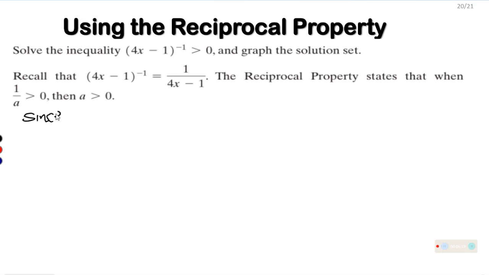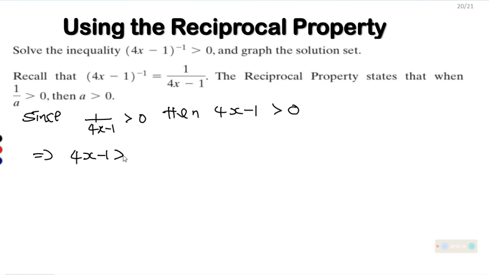We now say since 1 over (4x minus 1) is greater than 0, then 4x minus 1 is greater than 0. So we solve 4x minus 1 greater than 0. So add 1 to both sides, and that will give us 4x is greater than 1. And then we divide both sides by 4. 4 goes into 4 once, so we have x is greater than 1 over 4.